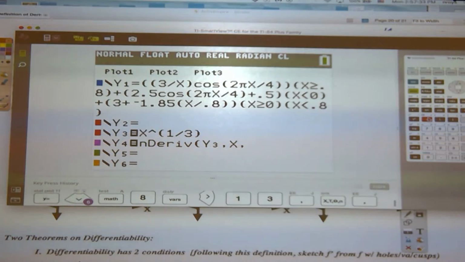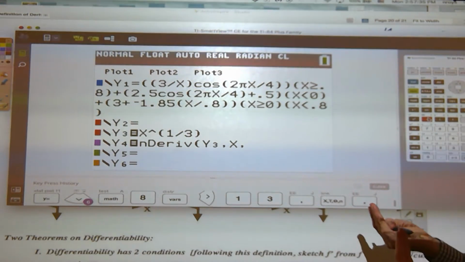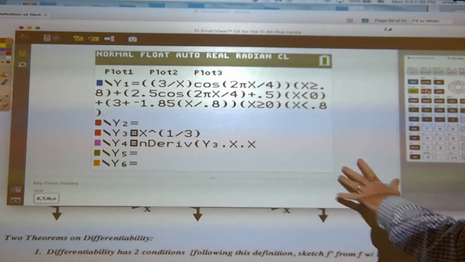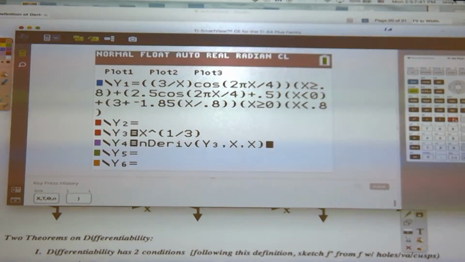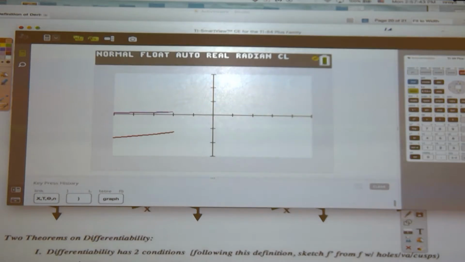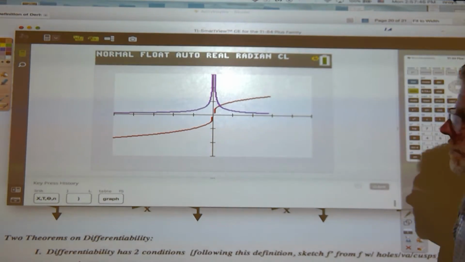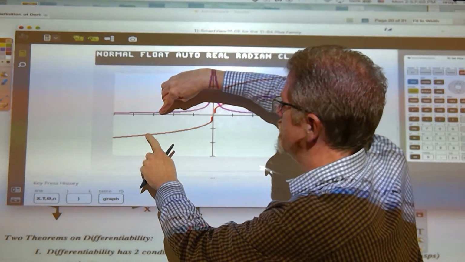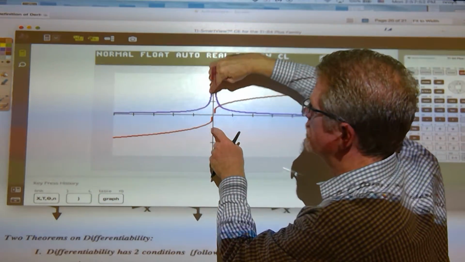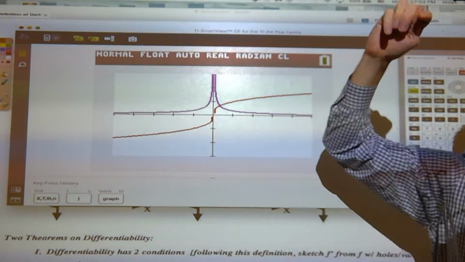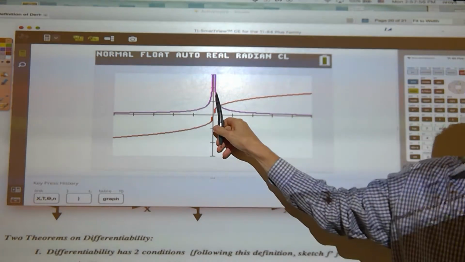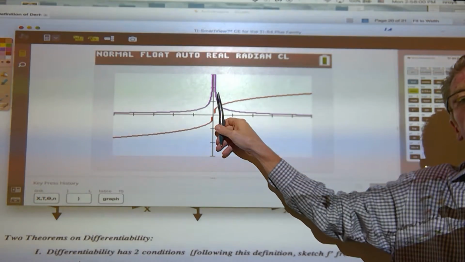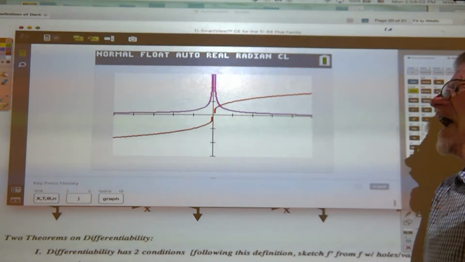And now, where do we want to take the derivative? For just one golf ball? No, we want every golf ball. So it's y3 comma x comma x. This is going to give us the graph of the derivative in purple. Notice the slopes of the tangent lines are like 1/10, 2/10, 1/2, and they get steeper and steeper. They actually go all the way up to infinity. So there's a vertical tangent line on the cube root function, and the calculator gives you evidence that that's really true.